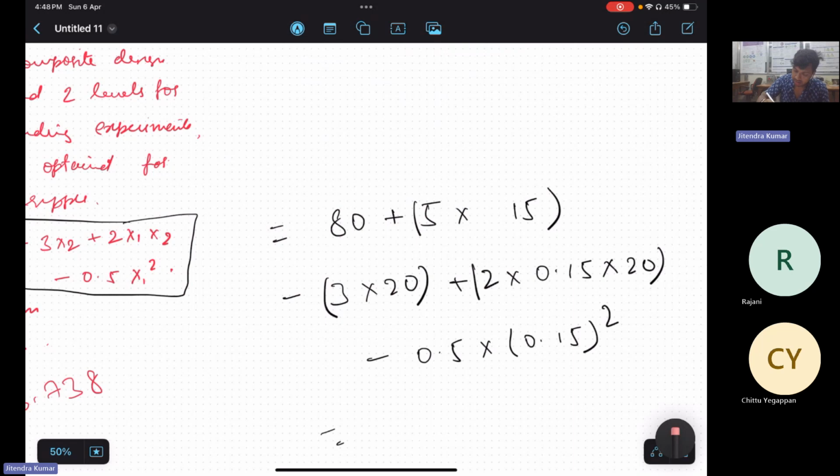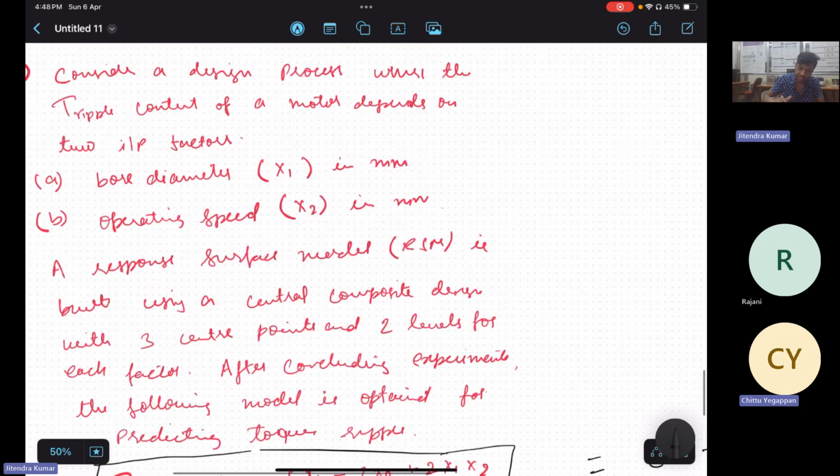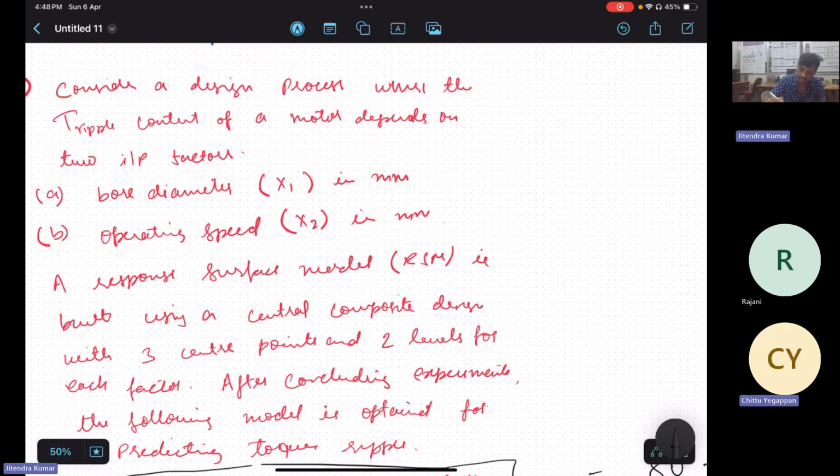Speed is in meters per second, no, sir? Yes, all must be SI units. Then either we should convert speed to millimeters per second, no, sir? No, I don't think they are referring to that. They are referring to the parameters described in such units. You have to take it straight away. You do not need to convert into a standard SI unit. X1 is used in terms of mm and X2 in terms of meters per second.